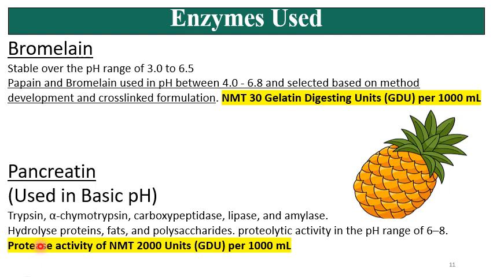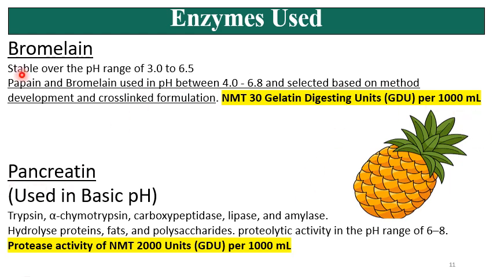The protease activity, that is the limit for the pancreatin enzyme, as given by the pharmacopoeias and the regulatory authorities, is with protease activity of not more than 2000 units per 1000 ml, that is per liter.